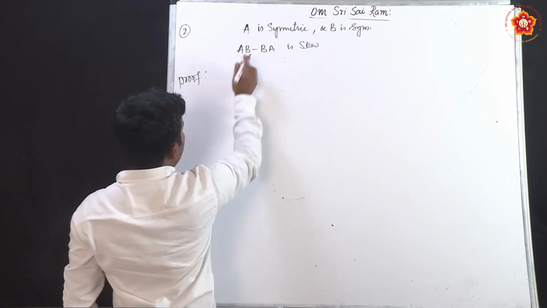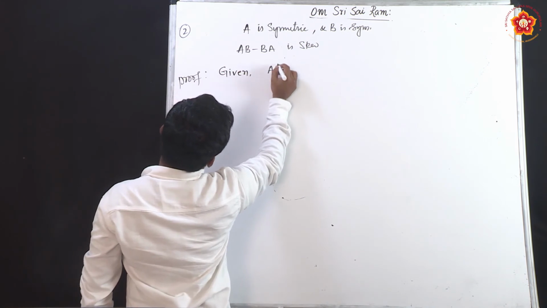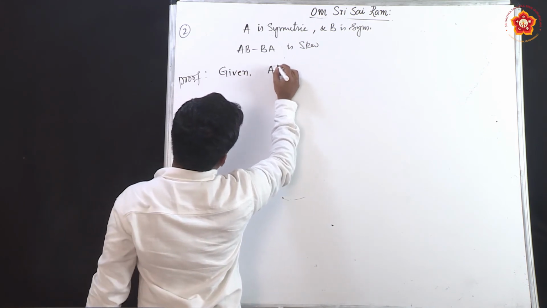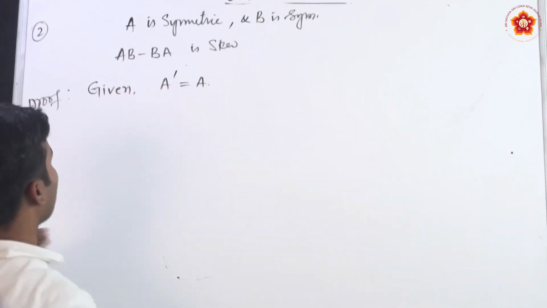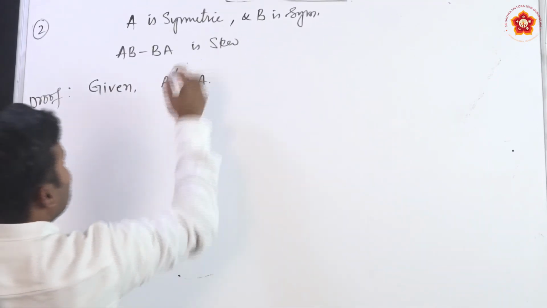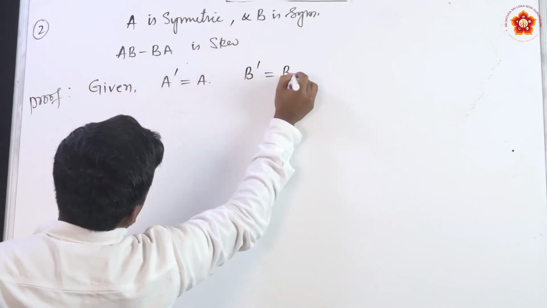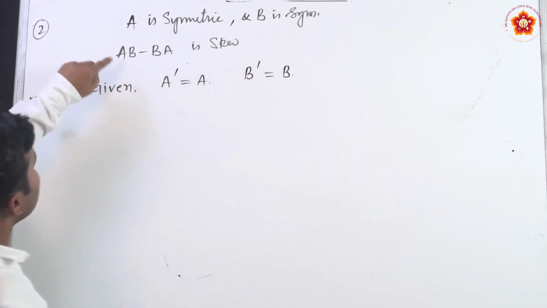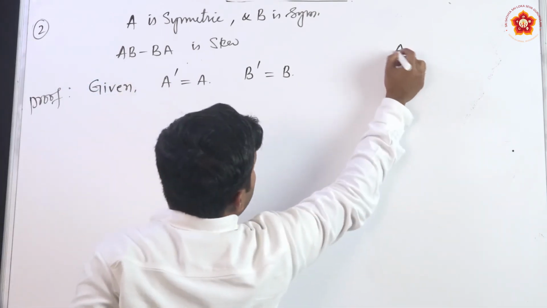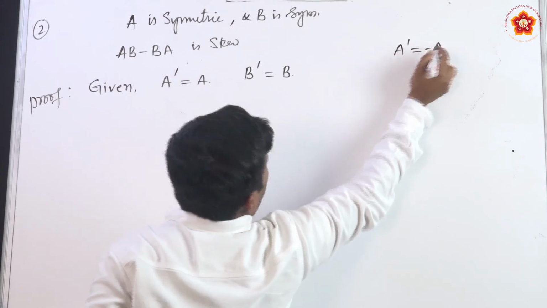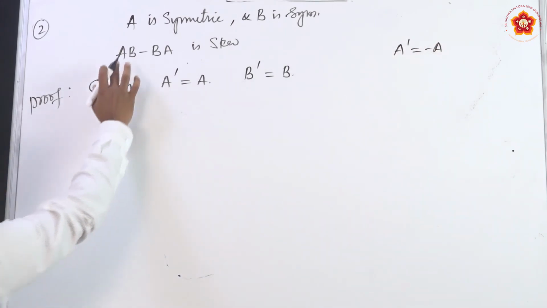See, what they have given is A is symmetric. If A is symmetric, what does it mean? A dash is equal to A. That means the transpose of A is the matrix itself, and similarly B is also symmetric, that is B dash is equal to B. What we are going to prove is that this one is a skew symmetric matrix. What is a skew symmetric matrix? A prime is minus A, or minus A dash is A. So, whatever it is, now we are going to prove this.